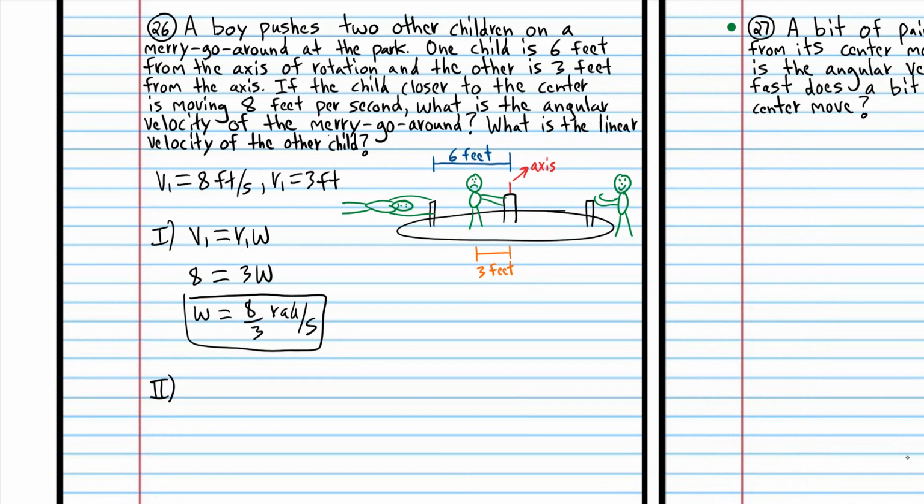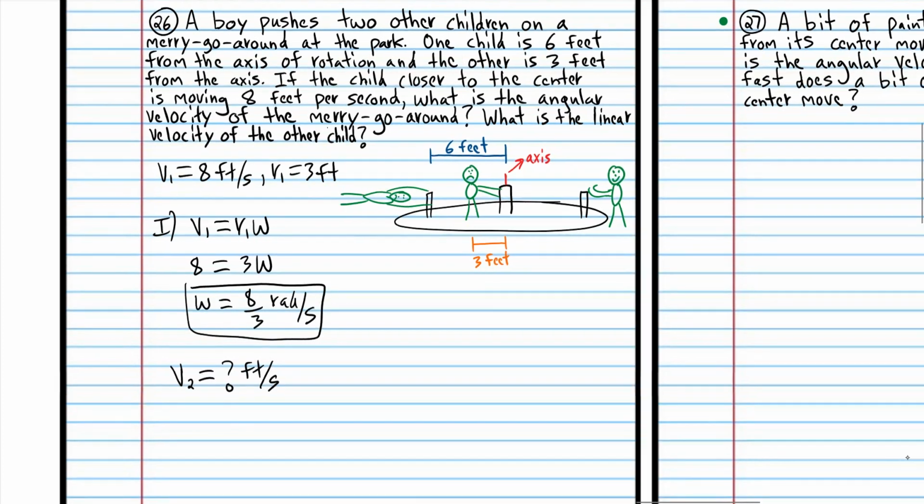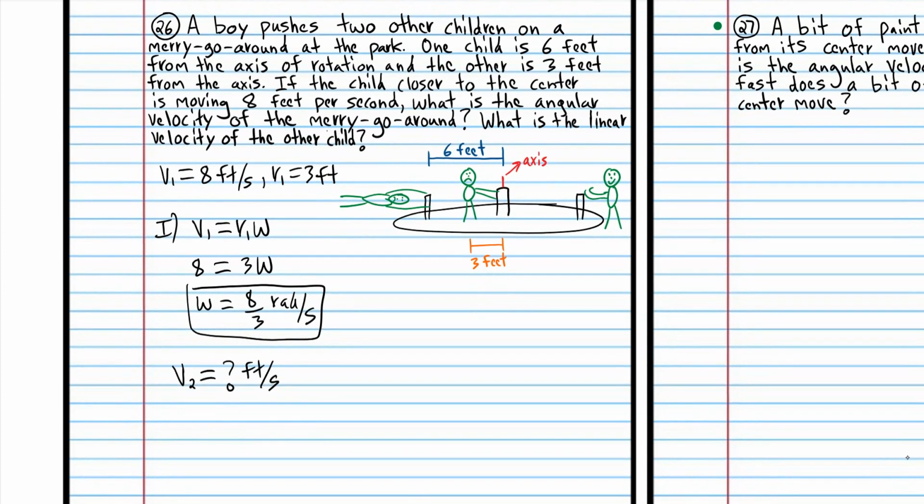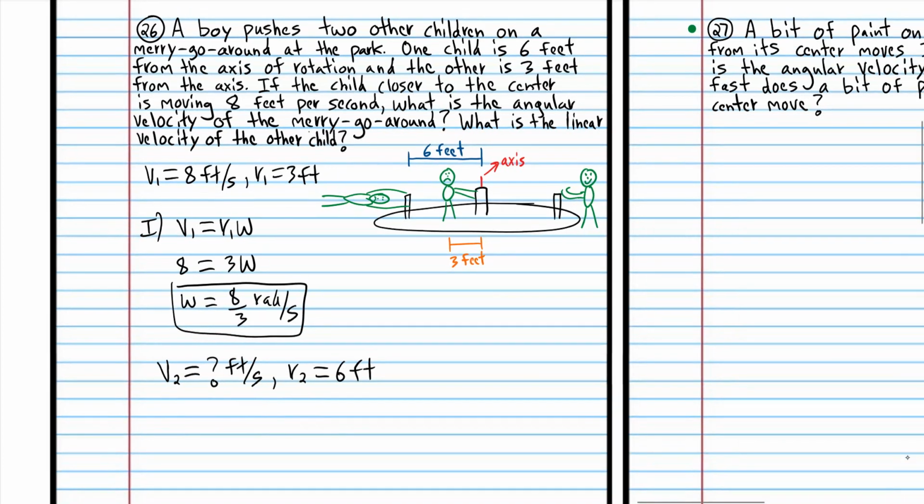So now we're going to look for the linear velocity of the second child. The problem actually gave us the linear velocity of the child closer to the center of the merry-go-round. But now we're looking for the linear velocity of the child on the edge of the merry-go-round. So the radius for him is 6 feet. He's farther out.